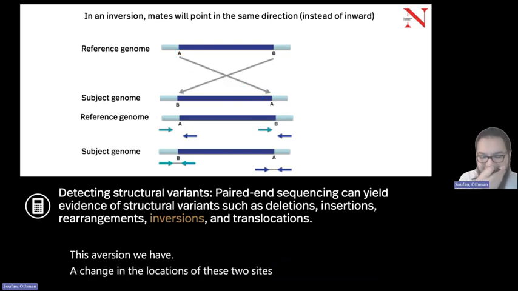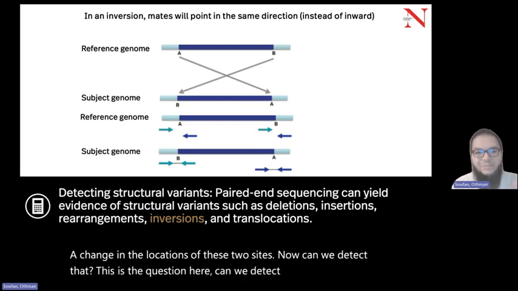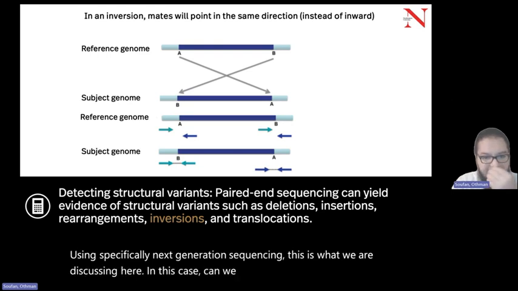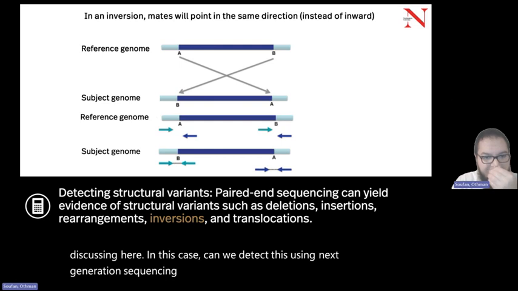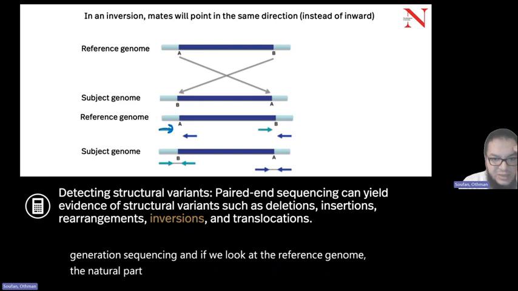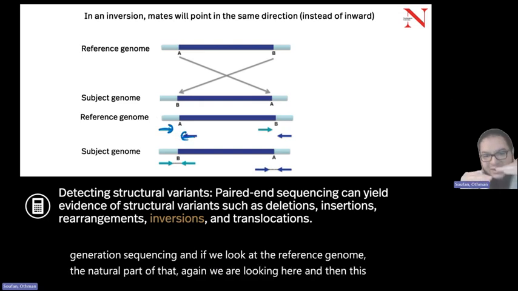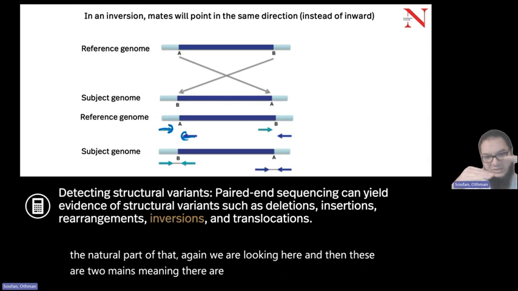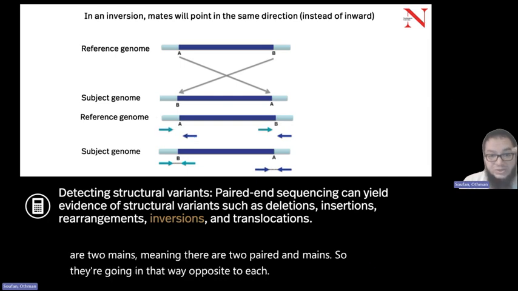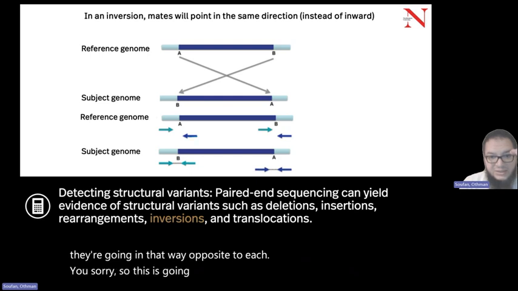Now, can we detect that? This is the question here. Can we detect that specifically using next generation sequencing? This is what we are discussing here. If we look at the reference genome, the natural part of that, these are two mates, meaning two paired end mates. So they're going in that way, opposite to each other. So this is going in this direction here.